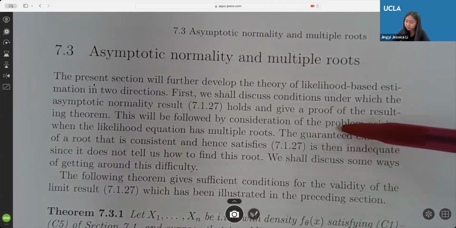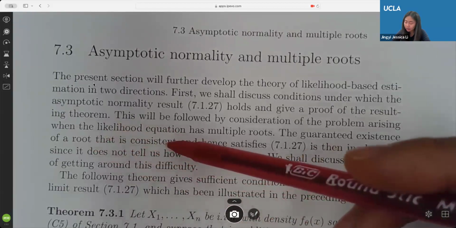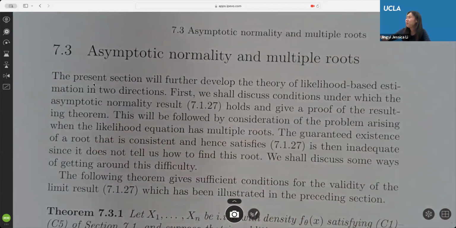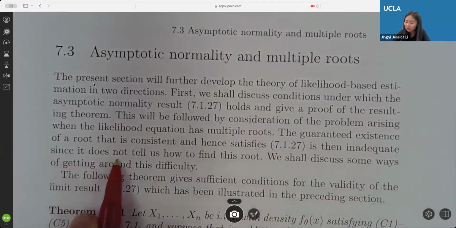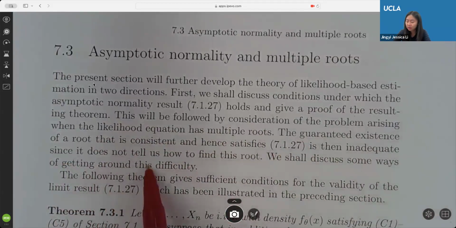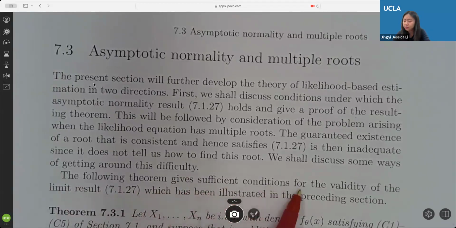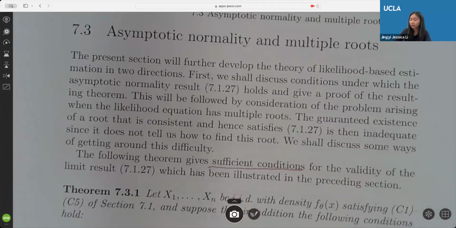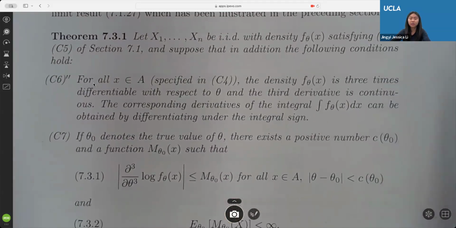The guaranteed existence of a root that is consistent and hence satisfies asymptotic normality is then inadequate since it does not tell us how to find this root. We shall discuss some ways to get around this difficulty. The following theorem gives sufficient conditions for the validity of the asymptotic normality, which has been used in the previous sections. Now let's look at this.